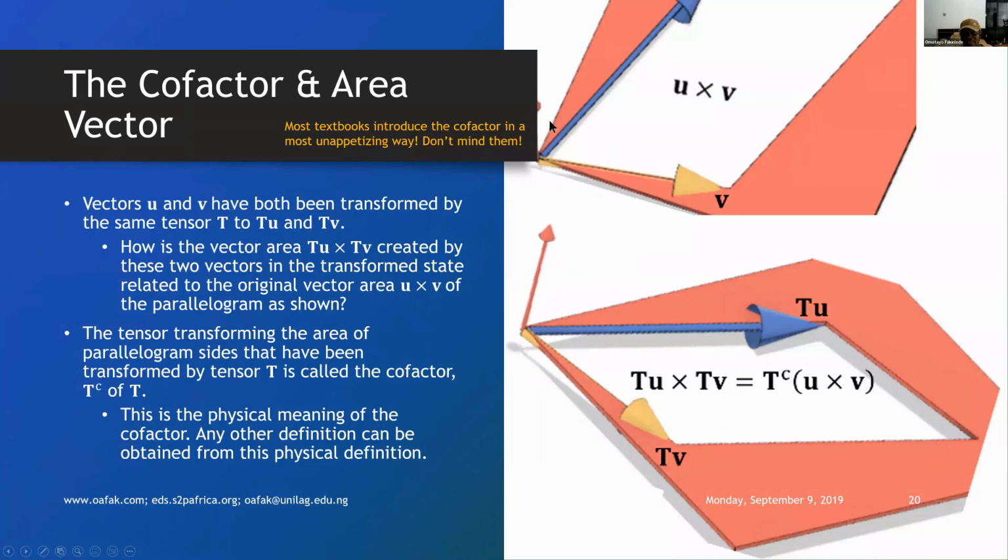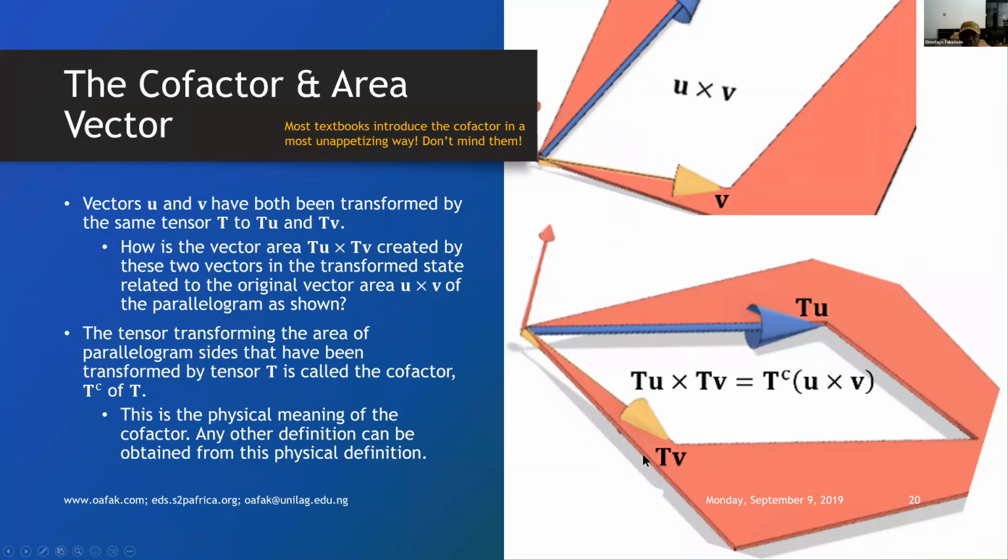There will be a vector perpendicular to it whose magnitude is equal to the area here, and it is given by U cross V. Now, suppose a particular tensor has transformed vector U, the blue vector, to TU. It is no longer the same; it is now a vector that has changed magnitude and changed direction. So what was U before is now TU. What was V before is now TV, that is, the tensor T operating on V. So that means the area we had before is now TU cross TV.